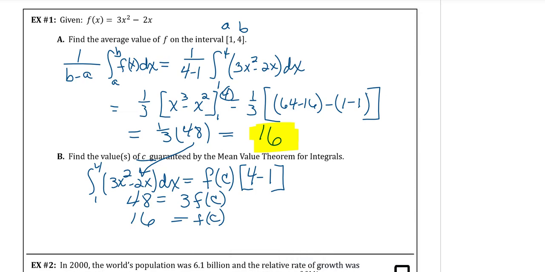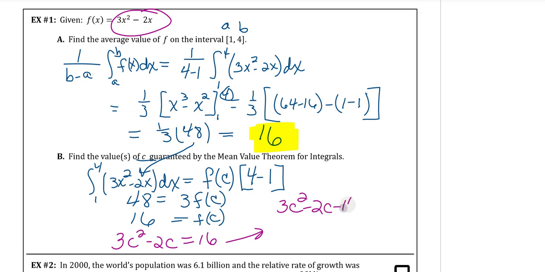So how we use this is we're now going to set that equal to our function. I'm going to use c as the variable. So f of c is going to be 3c squared minus 2c equals 16. And so now I'm going to solve that. I have 3c squared minus 2c minus 16 equals 0, and this factors into (3c minus 8) times (c plus 2).